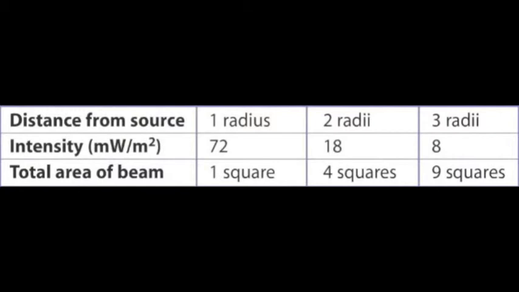The 72 milliwatts will be shared equally between 4 squares, i.e. each square will have 18 milliwatts. This means that the green sphere radiation is a quarter of the original intensity. When the radiation reaches the red sphere, the original energy is now shared between 9 squares, that is 8 milliwatts per square. The intensity has decreased to 1/9 of its strength at the orange sphere.